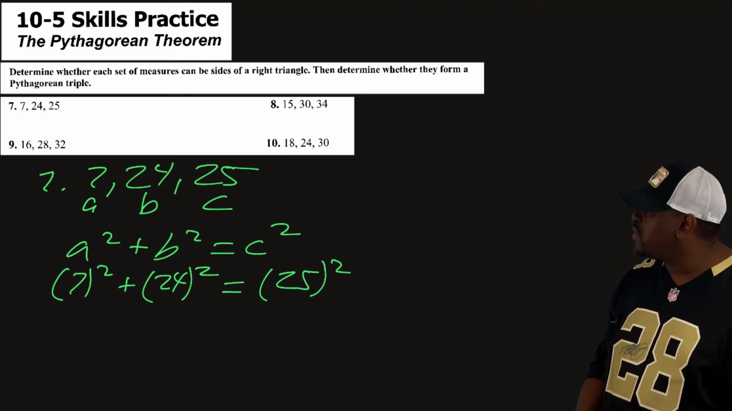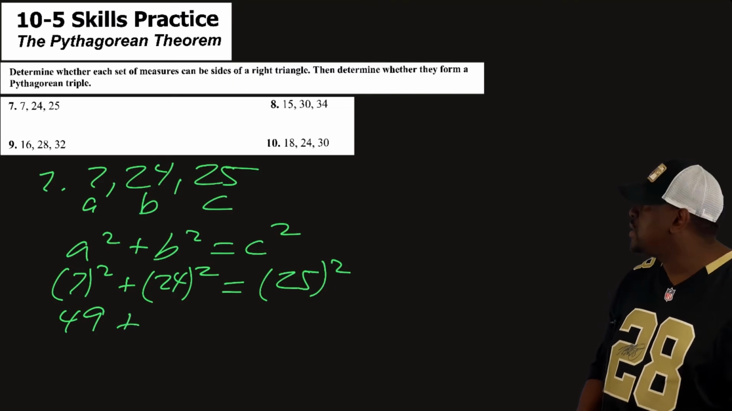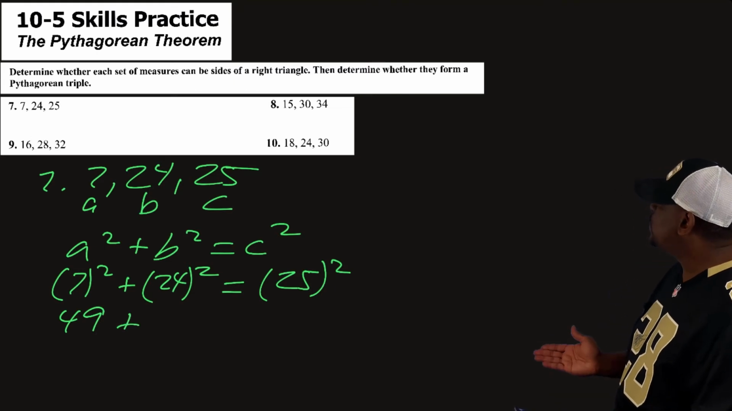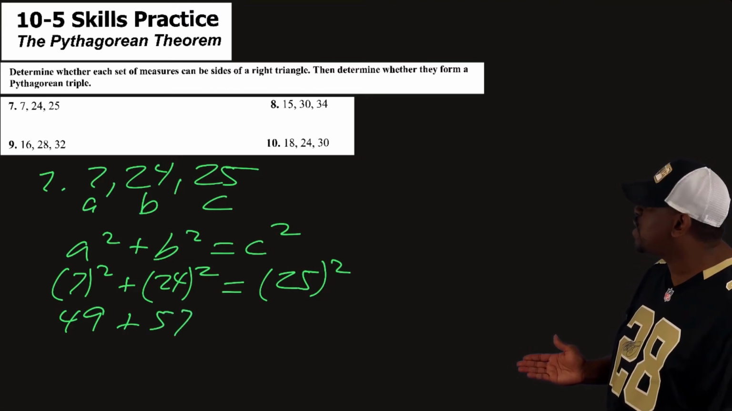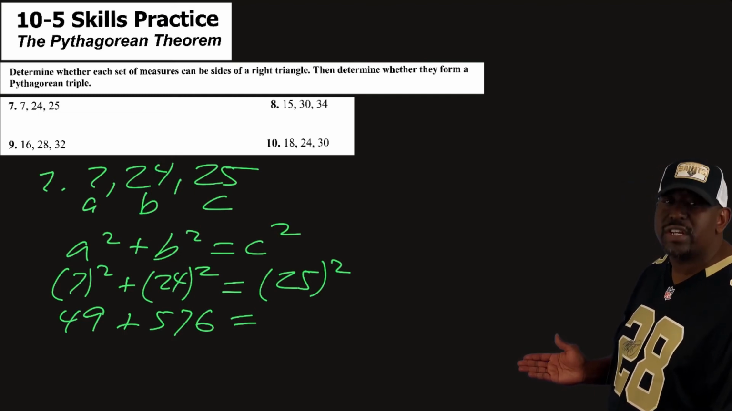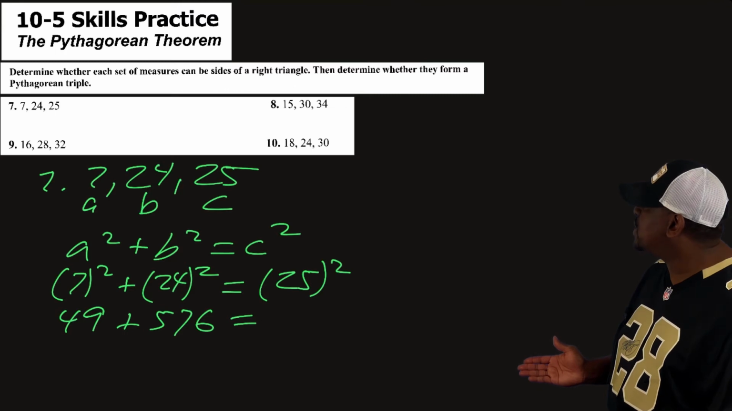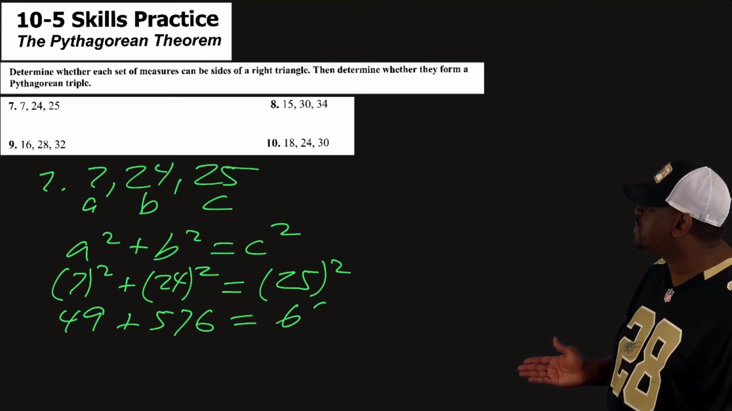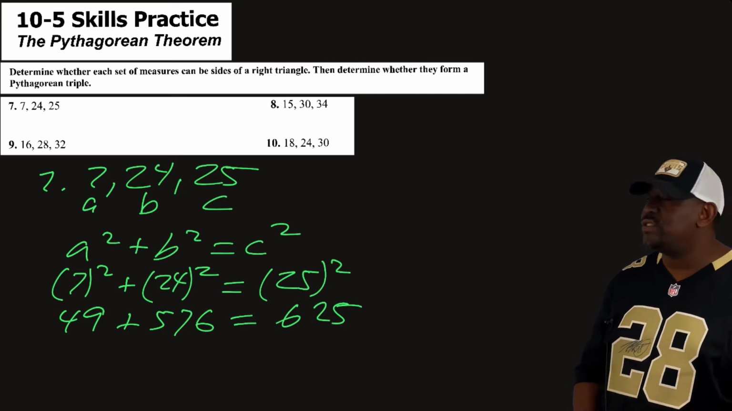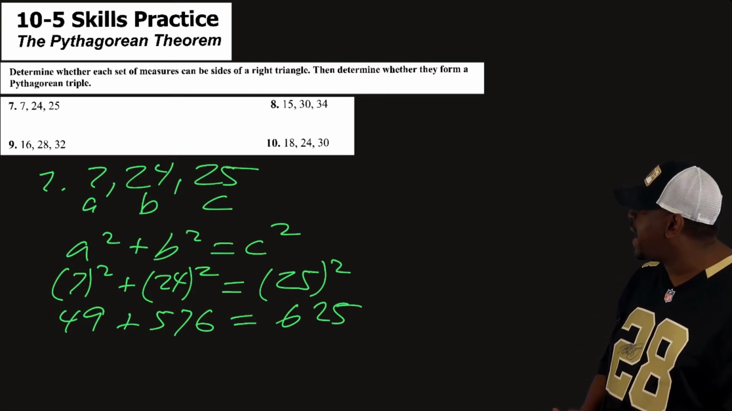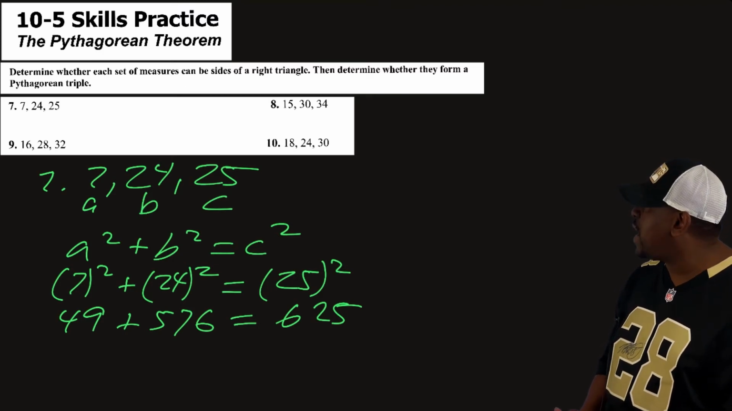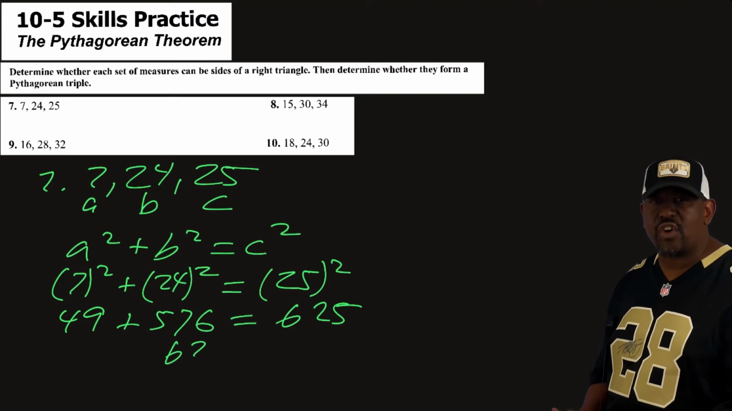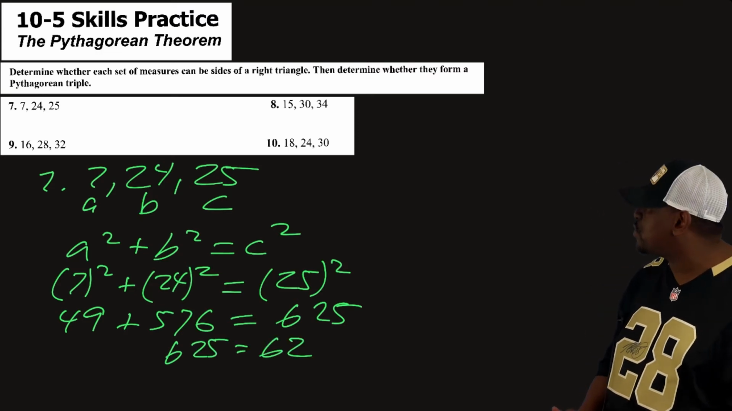So we square 7. That will be 49. We're going to square 24. That will give us, again, get your calculators out, 576. And then we will square 25. And that will give us, I believe, 625. Now, once you do that, you have a sum on the left side of the equal sign. You add 49 and 576, and if that's equal to 625, then it can be the sides of a triangle, and we can determine if it's a Pythagorean triple.